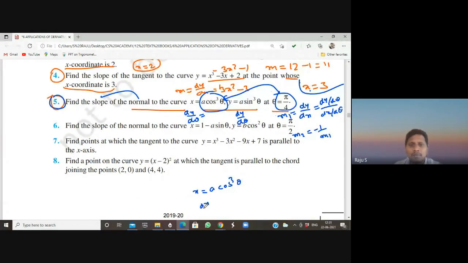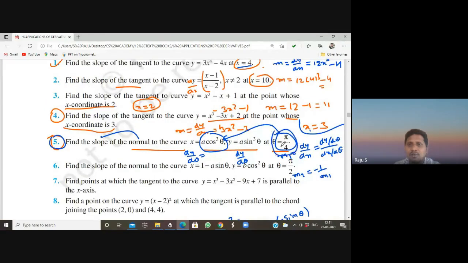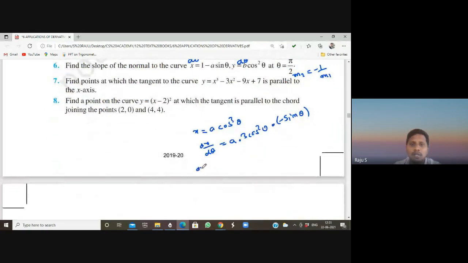What is dx by dt? A into cos cube, in the sense, apply chain rule: 3 cos square theta. First x cube is 3x square, into cos theta derivative, which is minus sin theta. But this value dx by dt we require at theta is equal to pi by 4. Now dx by d theta at theta is equal to pi by 4.